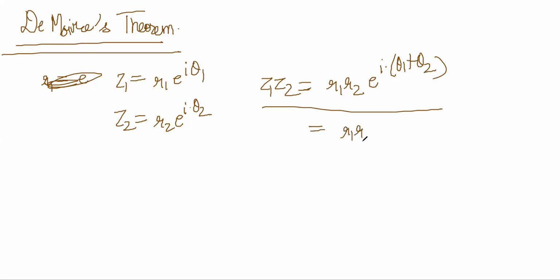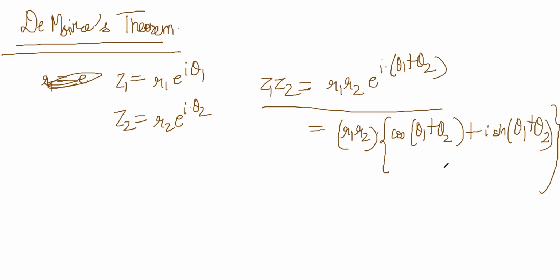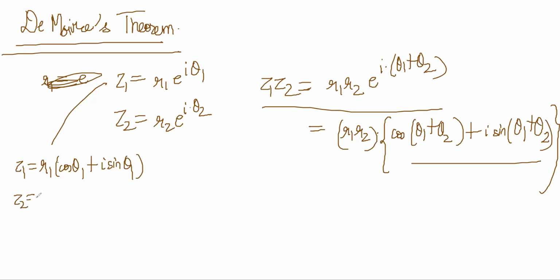We can write it like this. R1 R2 e power i (theta 1 plus theta 2) can be written as R1 R2 times (cos(theta 1 plus theta 2) plus i sin(theta 1 plus theta 2)), right? And on this side, we do simple multiplication. Notice that Z1 could have been written as R1 (cos theta 1 plus i sin theta 1), and Z2 could have been written as R2 (cos theta 2 plus i sin theta 2), right?